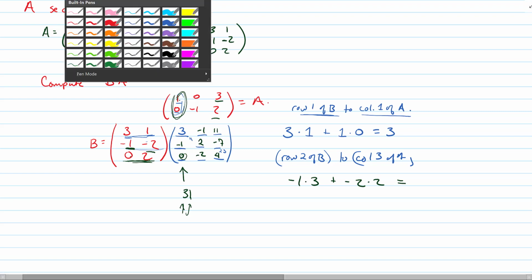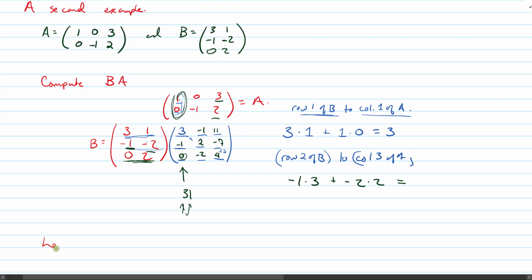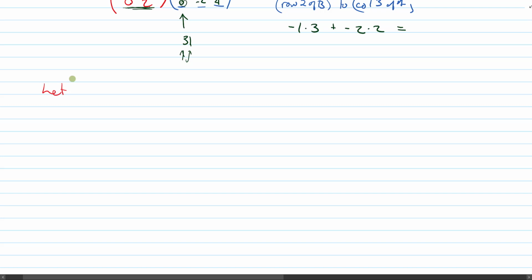So let's bring in a new matrix, and we're not actually going to give any values for that. Let C equal a 1 by 3 matrix.